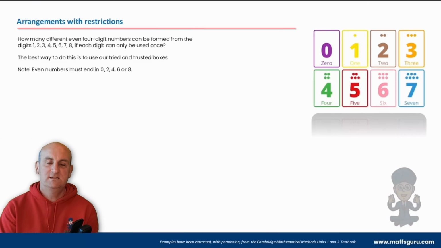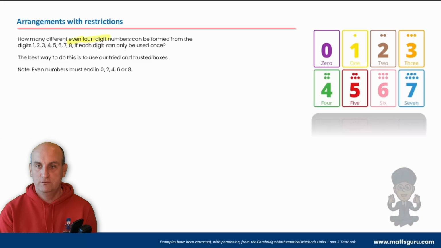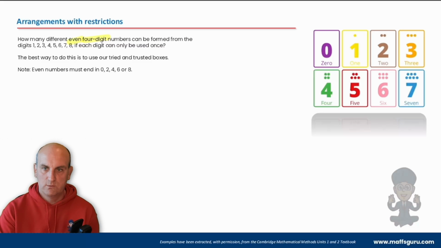Now, here we go, arrangements with restrictions. Now we're going to start to build in some restrictions. How many different even 4-digit numbers? Now we've got even and 4 digits. There's really 2 restrictions there. Can be formed from the digits 1, 2, 3, 4, 5, 6, 7, and 8 if each digit can only be used once. That's important.